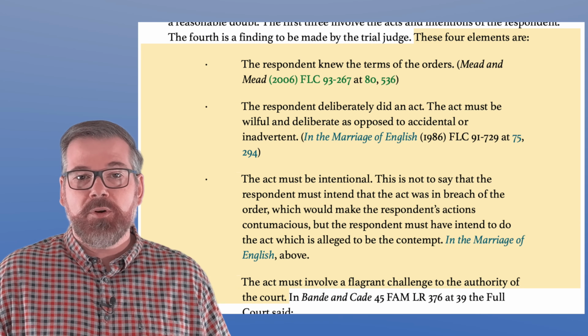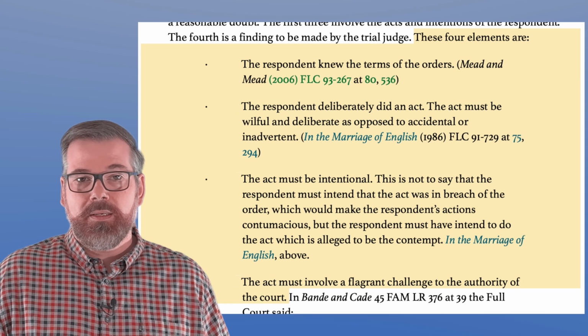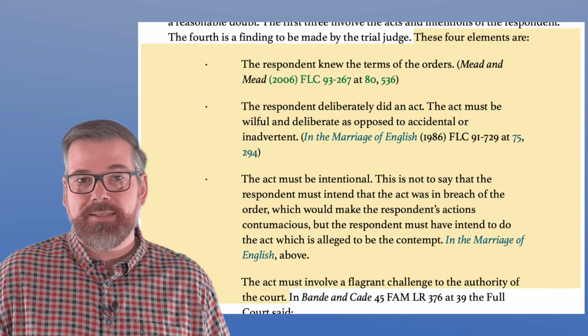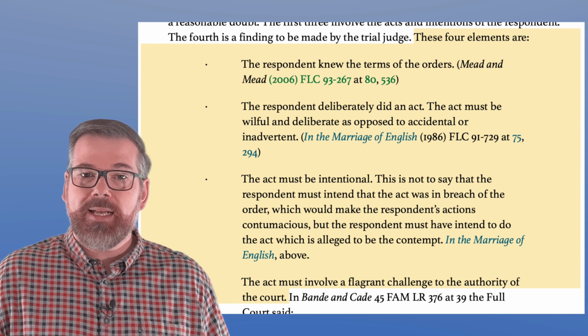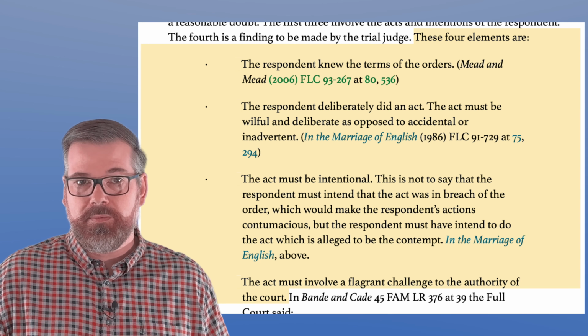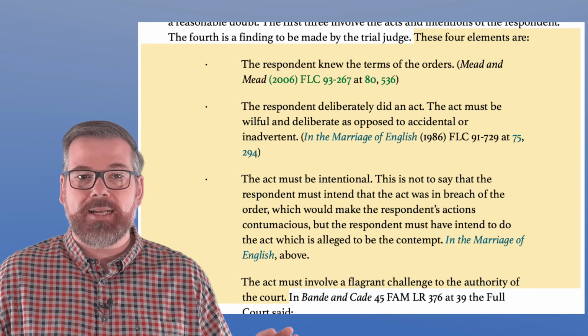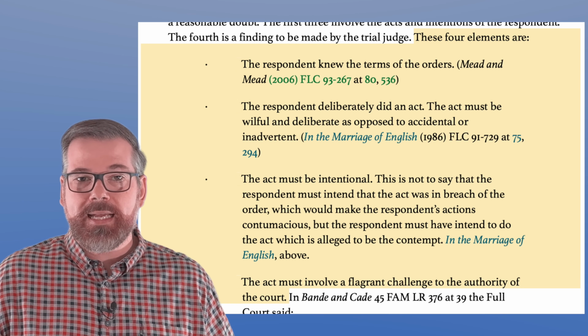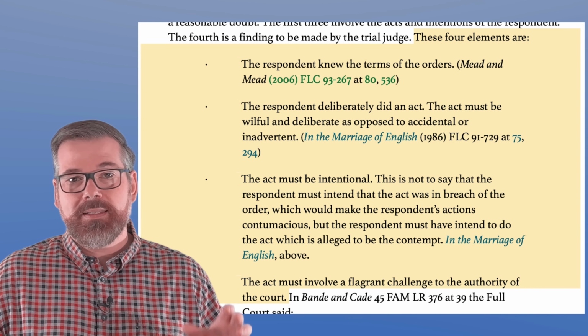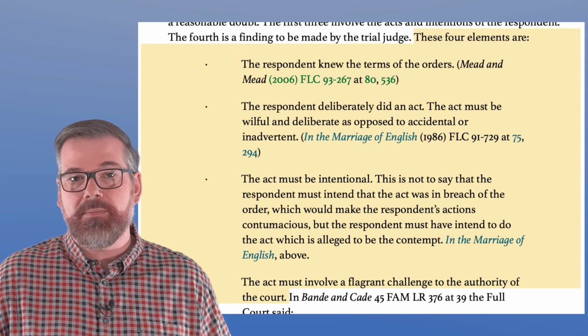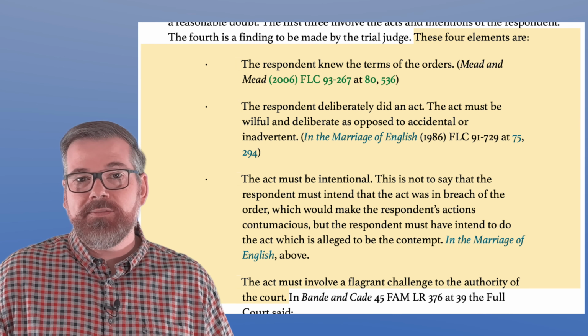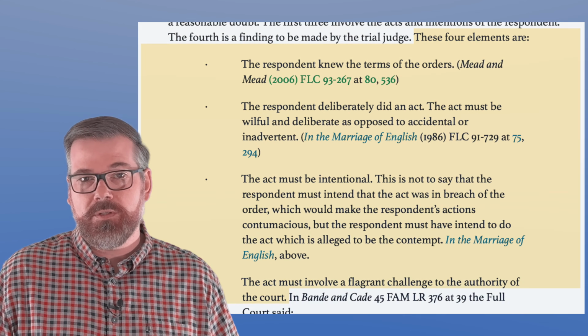As to the elements of contempt, Justice Aldridge in Ganem and Ganem No. 2 summarised the elements of a contempt as follows. Firstly, the respondent knew the terms of the orders. Secondly, the respondent deliberately did an act. The act must be willful and deliberate, as opposed to accidental or inadvertent. The act must be intentional. And that's not to say that the respondent must intend that the act was in breach of the order, which would make the respondent's actions contumacious, but the respondent must have intended to do the act which is alleged to be the contempt. And the act must involve a flagrant challenge to the authority of the court.